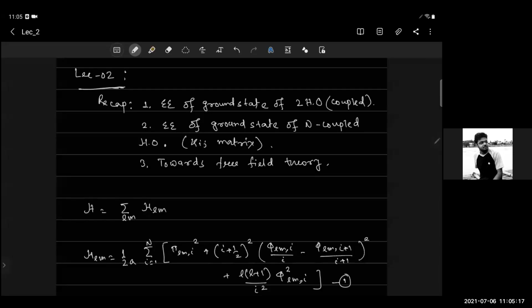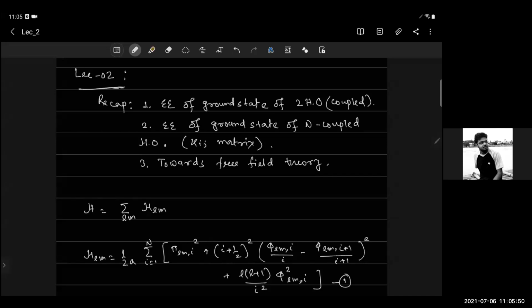Of ground state of two coupled harmonic oscillators, and understood the source of the entanglement, which is basically the coupling constant between two oscillators, K1. Then we generalized it to n coupled harmonic oscillators, and the source of the entanglement was the potential matrix, basically the Kij matrix. And later we generalized it for the free field theory because we wanted to use the n coupled harmonic oscillators.